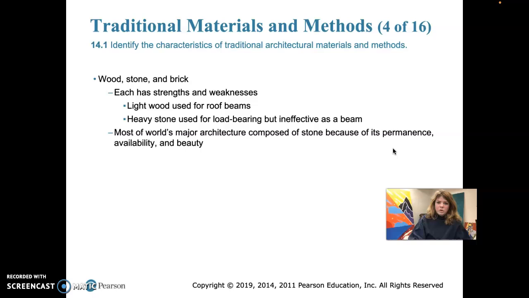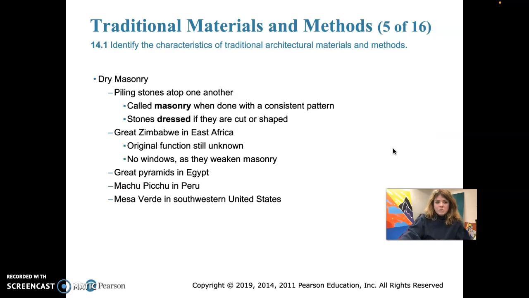Wood decays, so we don't really have evidence of wood as an early structural material, but I bet they probably did use wood more than we realize. But it's commonly thought that stone was used because of its permanence and beauty. And it's also available everywhere, typically. So we'll talk about dry masonry. Dry masonry is basically piling stones on top of one another. It's one of the simplest building techniques out there. It's probably one of the oldest building techniques out there.